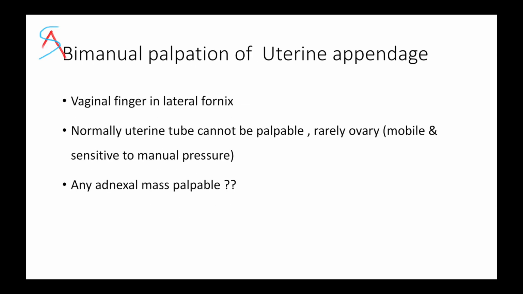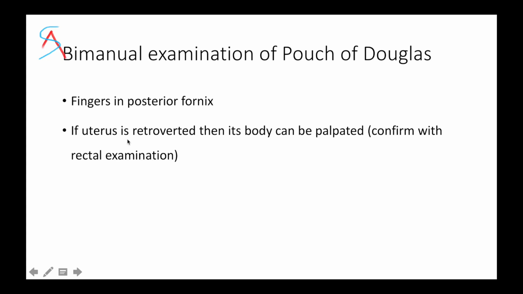For uterine appendages, you have to put your vaginal fingers in the lateral fornices. Generally, a normal uterine tube won't be palpable. Rarely you can palpate the ovary. Look whether you can feel any adnexal mass or not. Then you have to examine for pouch of Douglas. If the uterus is retroverted, then its body can be palpated.